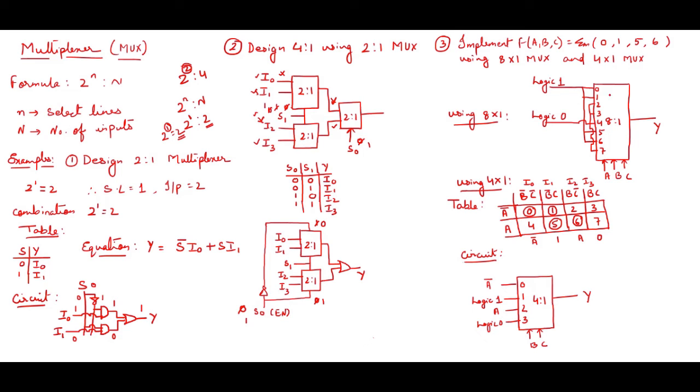Now suppose for the same equation I need to design a 4:1 mux. So what I have done is that I formed a table over here. Okay, so you can see I'm just mentioning over here A, B, C, right? A, B, C, and if I start from 0, 0, 0 and 0, 0, 1, in this way, I will end up at 1, 1, 1.